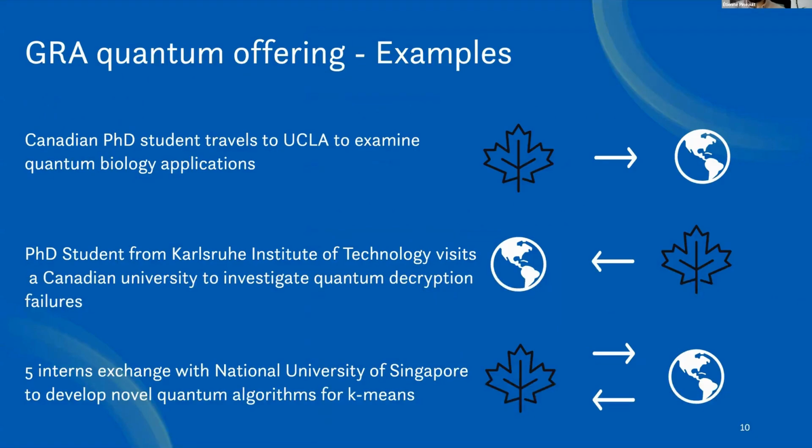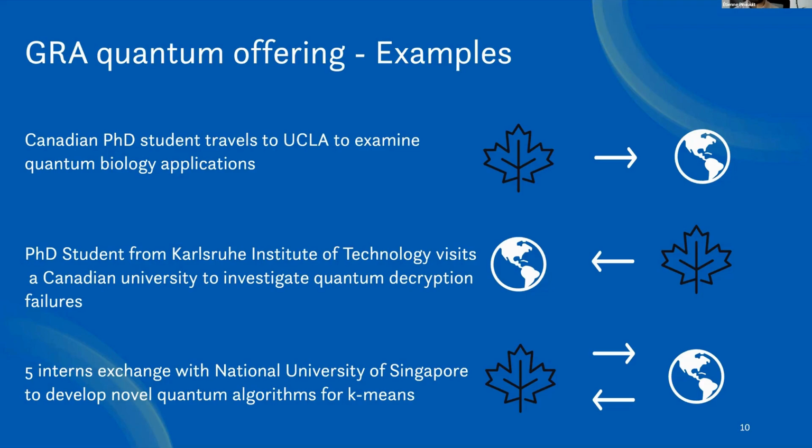I put here a few examples of what could be a GRA quantum project. For example, it could be a Canadian PhD student traveling to UCLA in the United States to examine a quantum biology application. So that's one example of outbound mobility to the US. Then an example of inbound mobility to Canada: you could have another PhD student from KIT in Germany coming to a Canadian university to investigate quantum decryption failures.